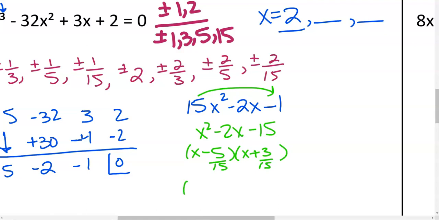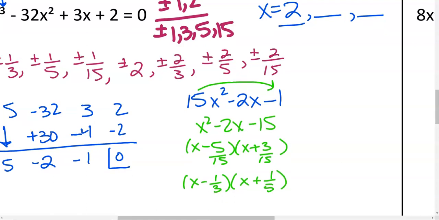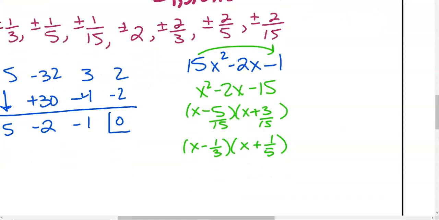5 over 15 simplifies to what? 1 over 3? And this simplifies to 1 over 5. I don't have to bump it up. We want to solve for x, right? If I make both these equal to 0, all I got to do here is add 1/3 over. This gives me a positive 1/3. Here, subtract 1/5 over. This gives me negative 1/5.